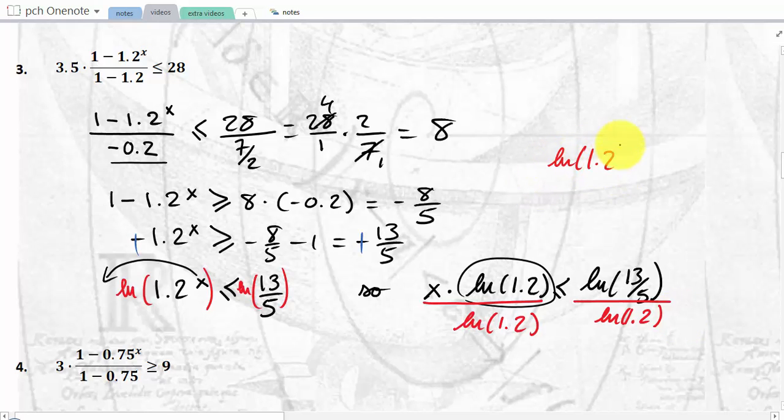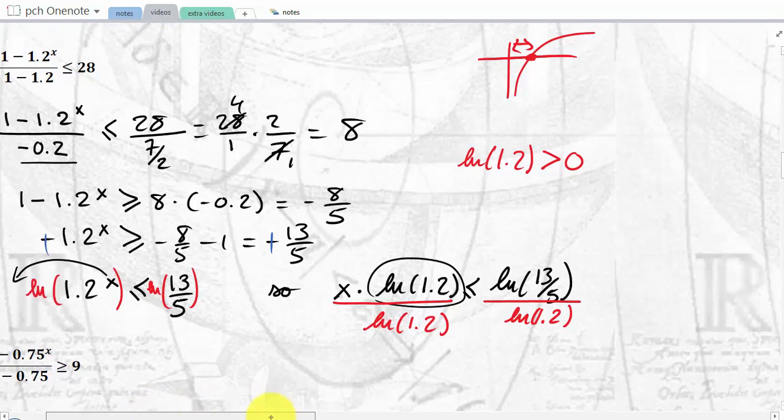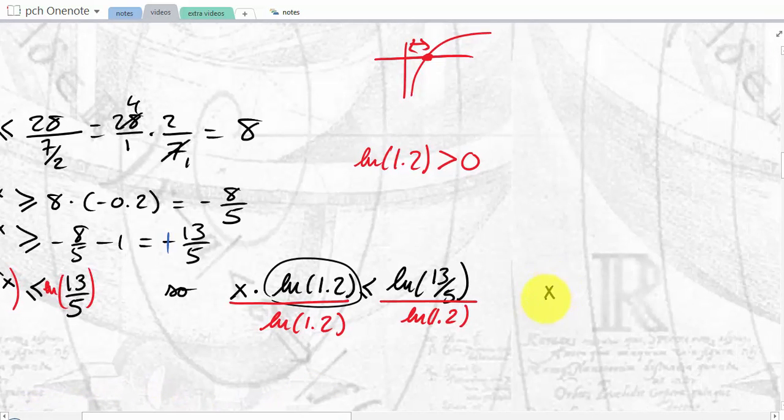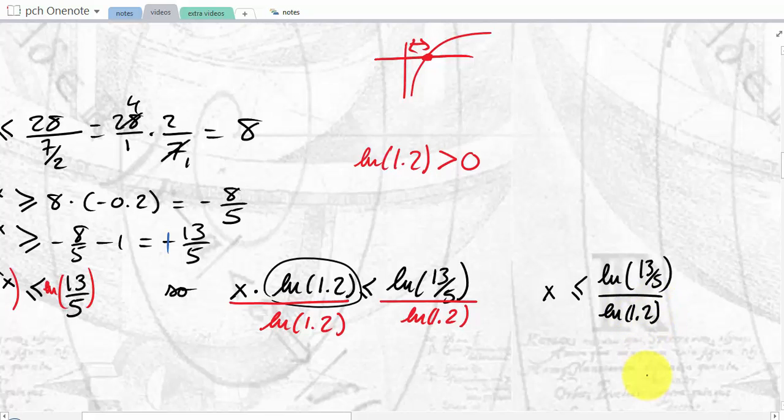ln of 1.2 is positive, right? Why? Because 1.2 is above 1. If you take any x smaller than 1, the outputs are negative. For any x above 1, the outputs are positive. So you don't have to switch the inequality. And so the answer is x smaller than or equal to ln of 13 over 5 divided by ln of 1.2. Right here. Okay? All right. You do the next example.